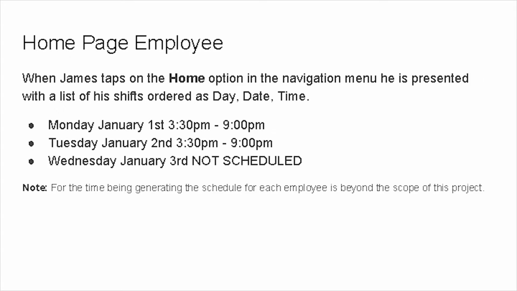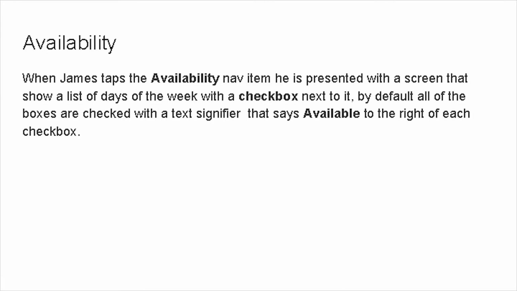When James taps on the Home option in the navigation menu, he is presented with a list of shifts, ordered as day, date, time. For the time being, generating a schedule for each employee is beyond the scope of this project. When James taps the Availability nav item, he is presented with a screen that shows a list of days of the week with a checkbox next to it. By default, all the boxes are checked with a text signifier that says Available to the right of each checkbox.